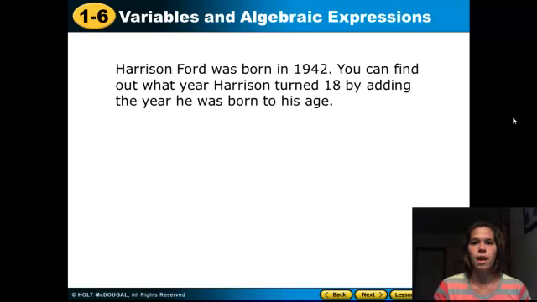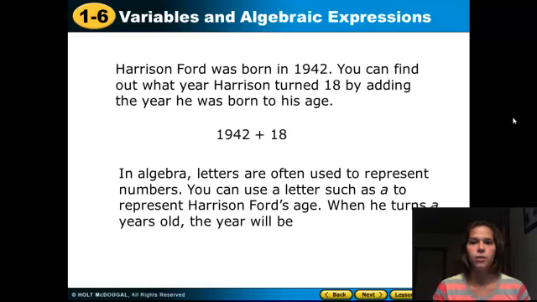Harrison Ford, the actor, was born in 1942. You can find out what year Harrison turned 18 by adding the year he was born to his age. So if I take 1942 and I add 18, I can find out the year he turned 18.